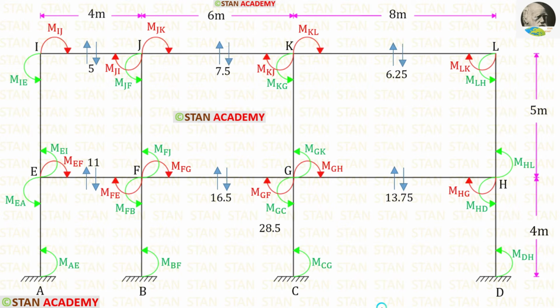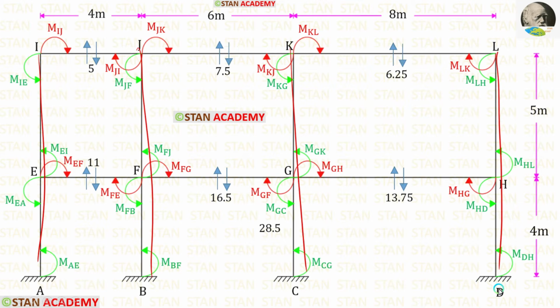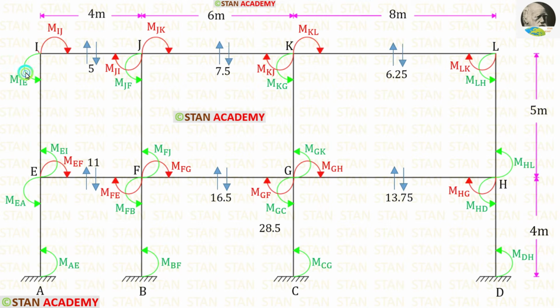Now, we are going to find the moments. The moments in the columns will be acting in the anti-clockwise direction. You can see that all of the moments in the columns are acting in the anti-clockwise direction. The moments in the beams will be acting in the clockwise direction. You can see that all of the moments in the beams are acting in the clockwise direction. In a member, the moments will be the same at both of the ends.